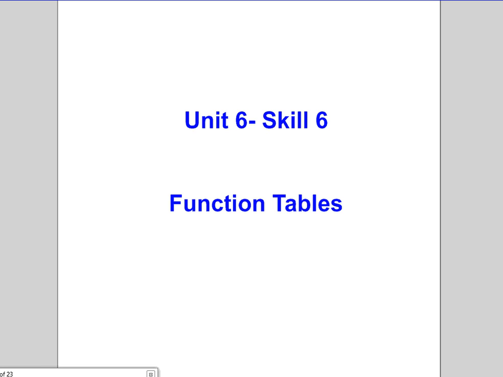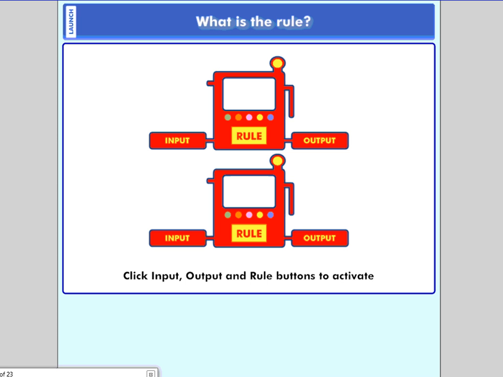All right, fifth graders, we're going to go over function tables today. We talked about this in class today. We talked about input-output tables and that we've used them before. Generally you have an input, and those are the numbers that go in. You have a rule, which is applied to each of the numbers of the input. And you have your output numbers.